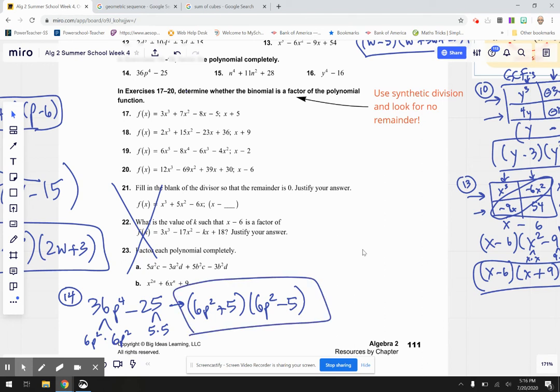That would be your best solution because you have your 6p squareds that go in the front and you have your 5s that go in the back, and then you got a plus and a minus. We'll cancel out your middle terms.